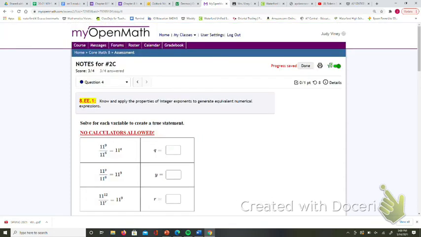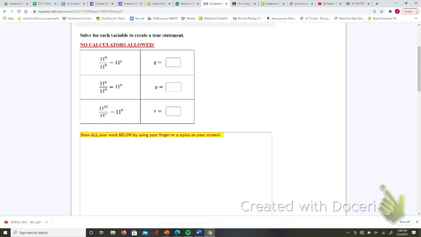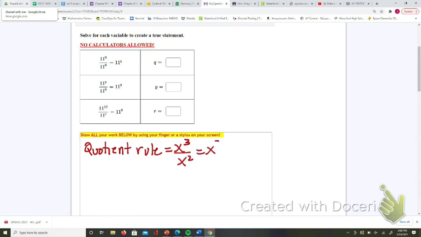Number 4. Okay, number 4 is using the quotient rule. So we're going to write out the quotient rule. So the quotient rule: x to the third divided by x to the second equals x to the 3 minus 2, which equals x to the first. Okay, now we're going to use that to do number 1, 2, and 3.